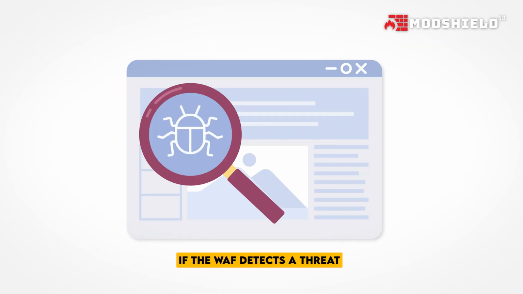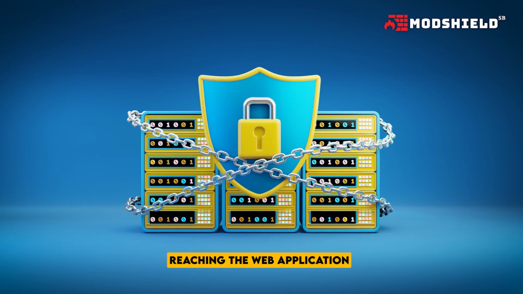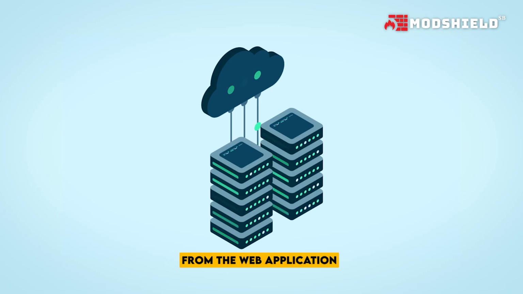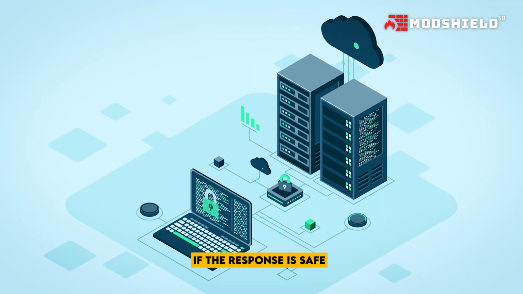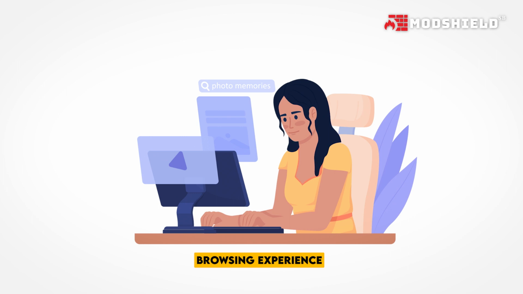If the WAF detects a threat, it can block the request, preventing it from reaching the web application. Similarly, the WAF inspects the response from the web application, ensuring it doesn't contain any malicious content. If the response is safe, it allows it to reach the user, ensuring a secure browsing experience.